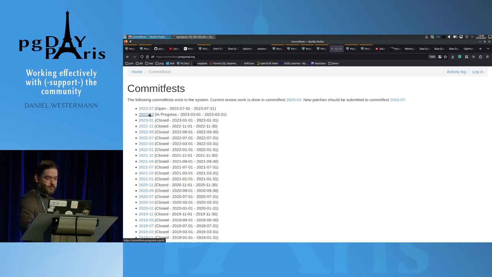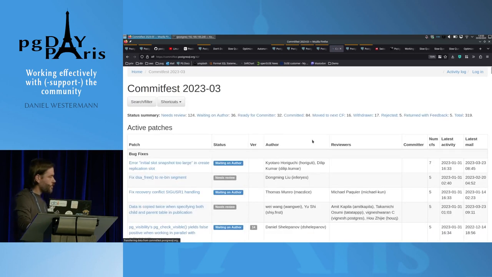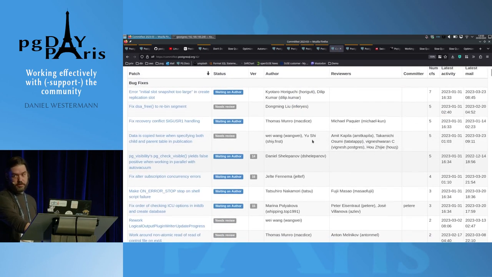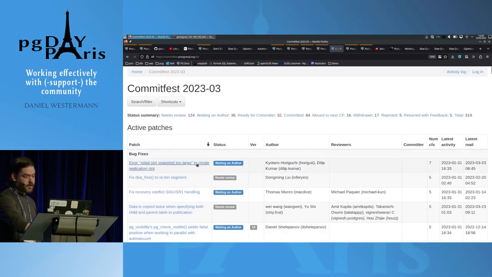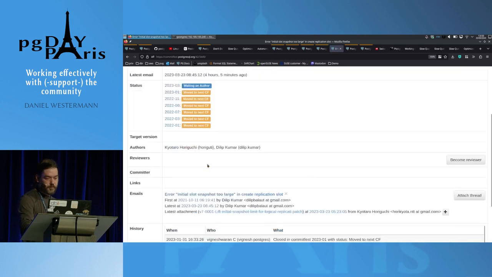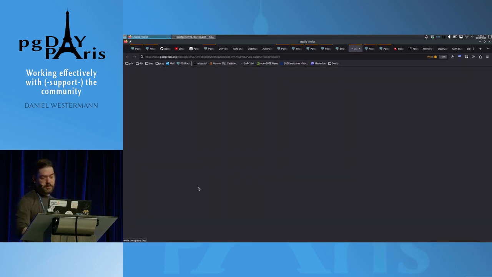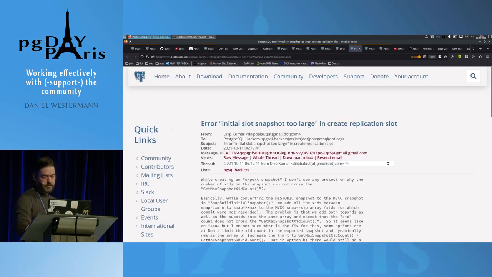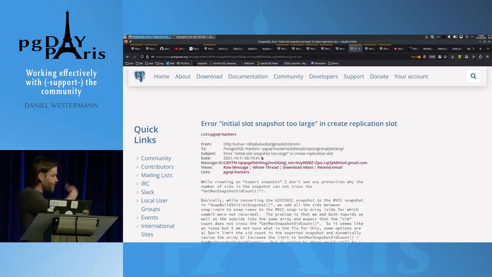Go here, and here you have all the patches people are currently working on. You will see who is working on it, who did or who is doing the review, and who finally committed it. And then the link back to the mailing lists. If you go on a specific patch, this is the email which started it. Go to whole thread, and then you can read the whole history of that specific feature, bug fix, whatever it is.